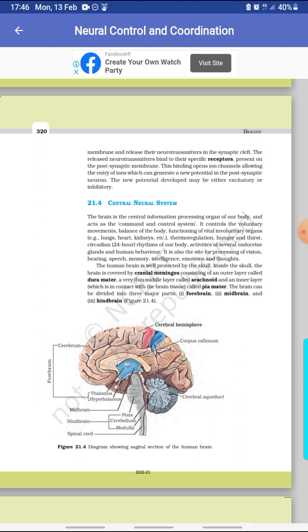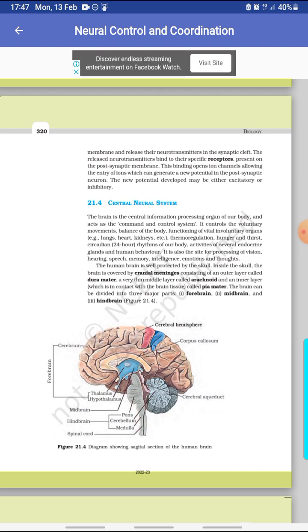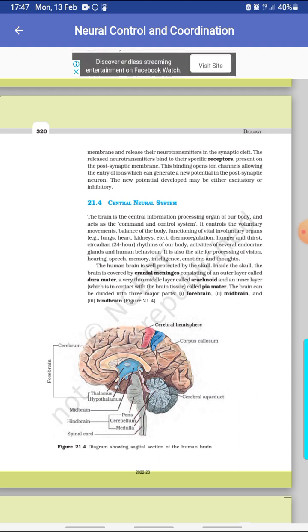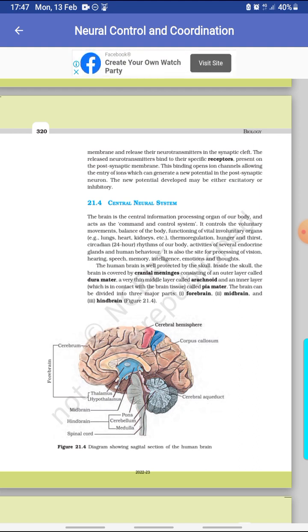Central neural system. The brain is the central information processing organ of our body and acts as the command and control system. It controls voluntary movement, balance of the body, functioning of vital involuntary organs, for example, lungs, heart, kidneys, etc. Thermoregulation, hunger and thirst. Circadian 24-hour rhythms of our body, activities of several endocrine glands and human behavior. It is also the site for processing of vision, hearing, speech, memory, intelligence, emotions and thoughts.